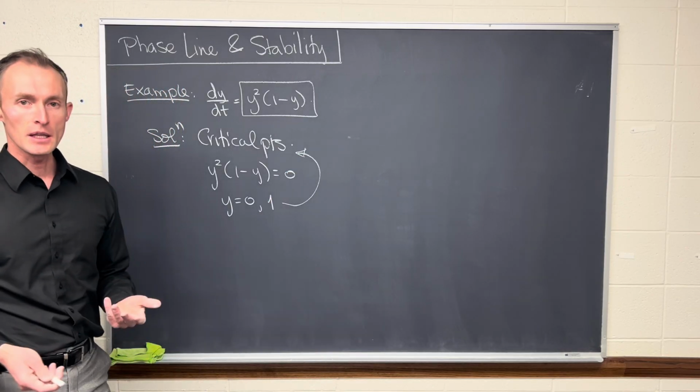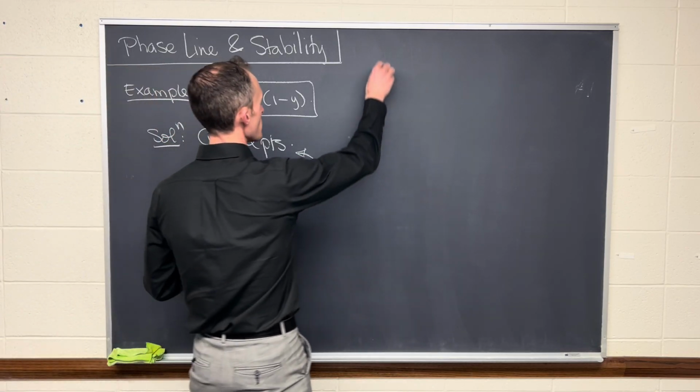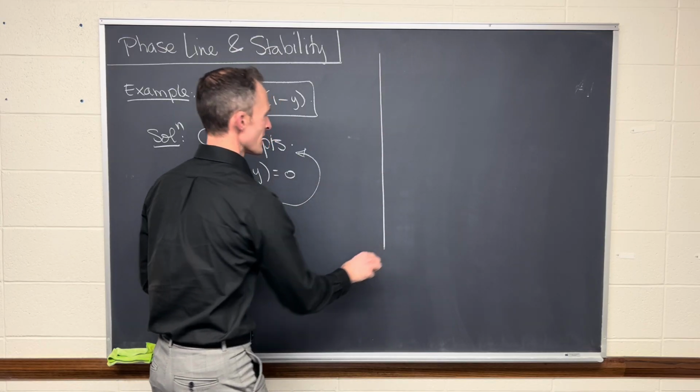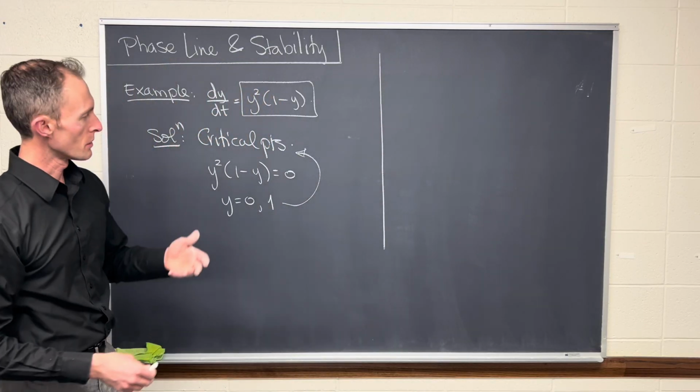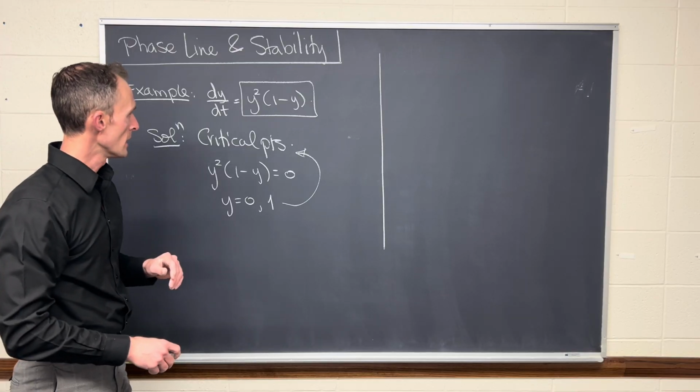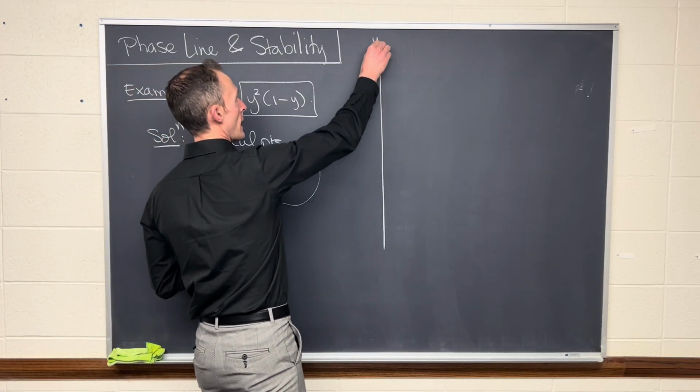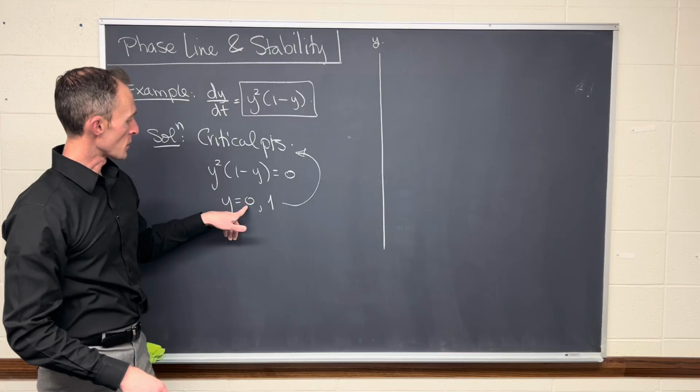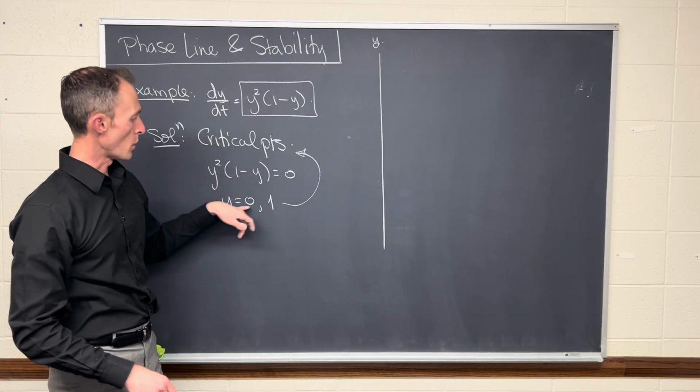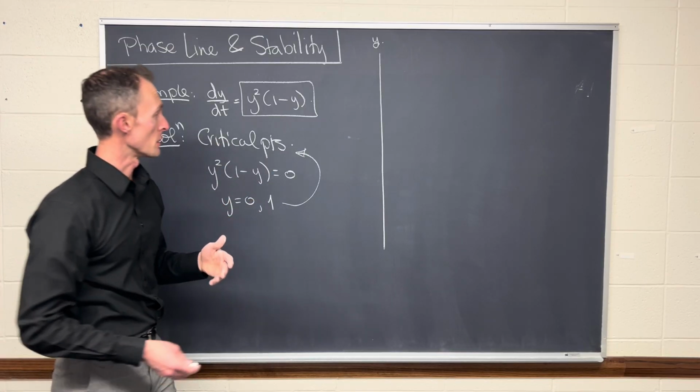Now remember, a phase line is given as follows. So I give myself a vertical bar. It doesn't have to be vertical necessarily. You could do a horizontal one, but the vertical one makes a little bit more sense. And I think about this as like my y-axis, if you will. And then I draw horizontal lines corresponding to y equals 0 and y equals 1. So those are my equilibrium solutions, okay?